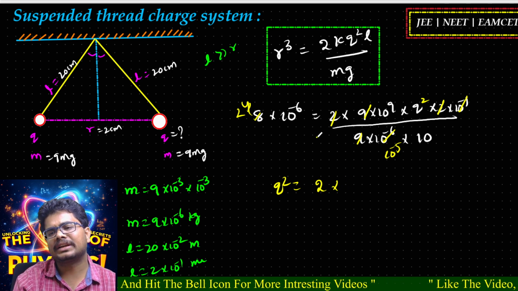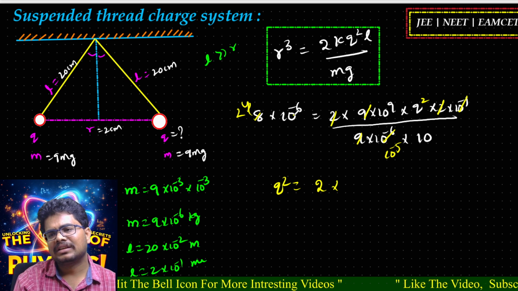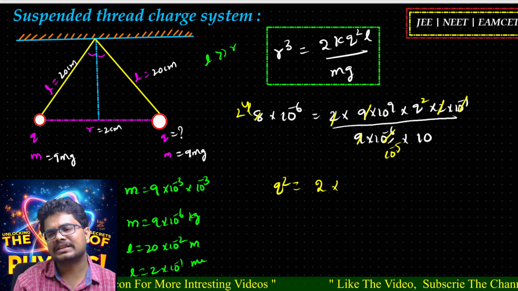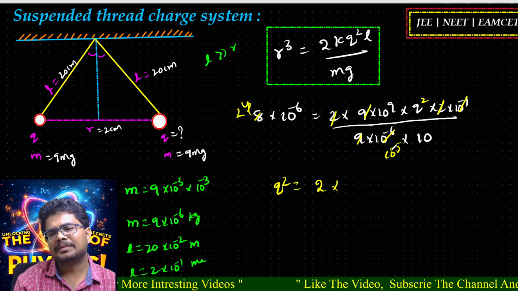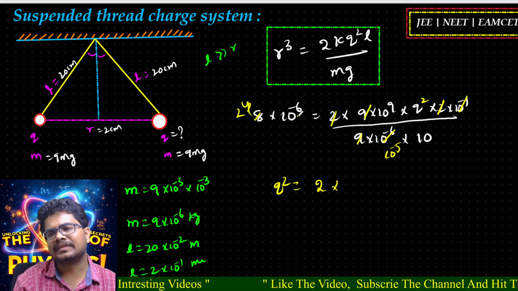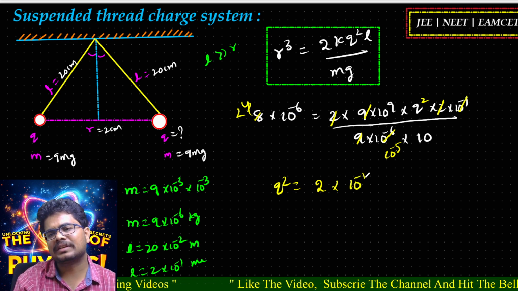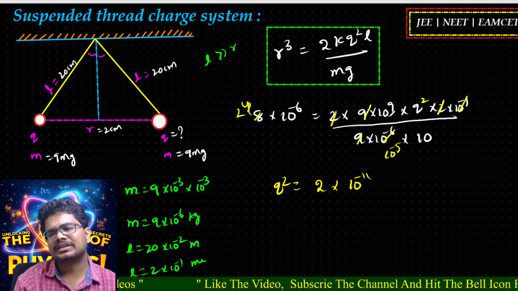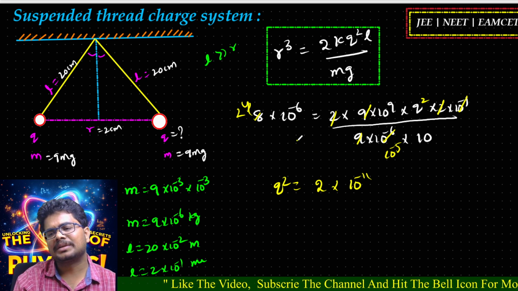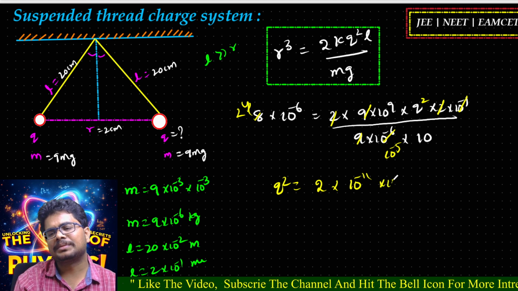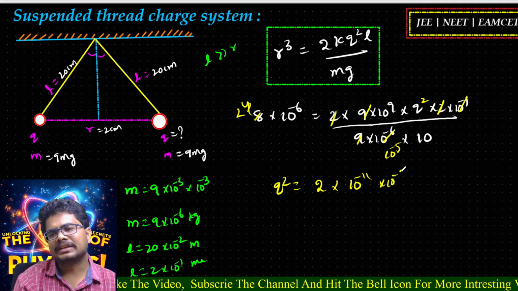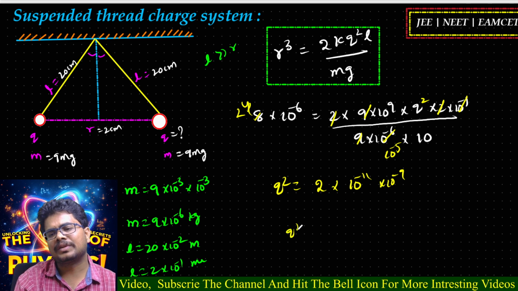So what are we getting? 10 power minus 6 here, 10 power minus 1 here. Minus 6 cancels, minus 5. 10 power minus 5 is going here. 10 power minus 11, write that. 10 power 9 is this. If it comes to the denominator, what will happen? 10 power 9. If it goes to the numerator, 10 power minus 9. So if you observe here, q square equals what we get.